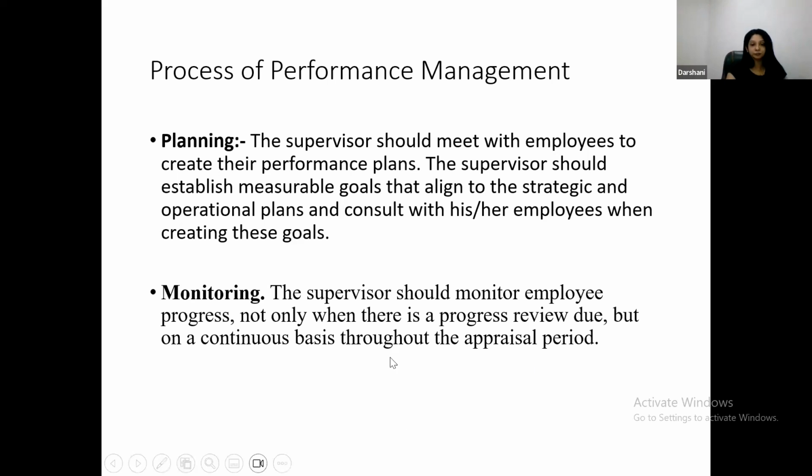Right? So that is very clear. Therefore, there is the operational plan.